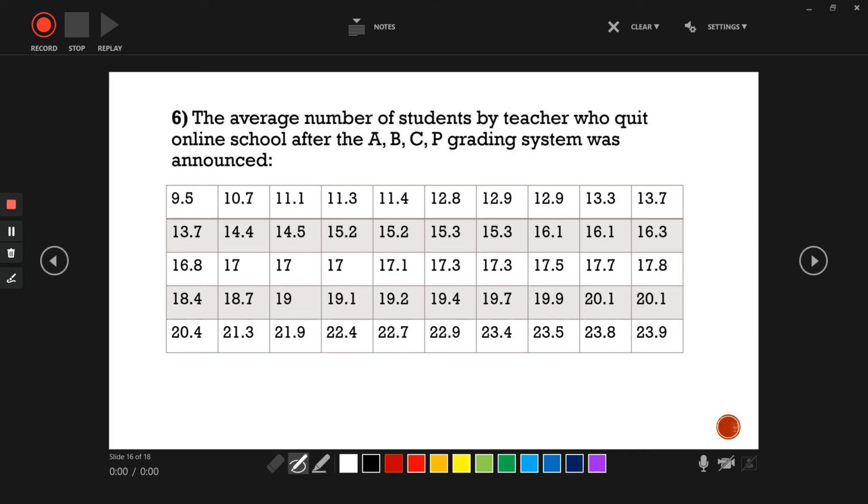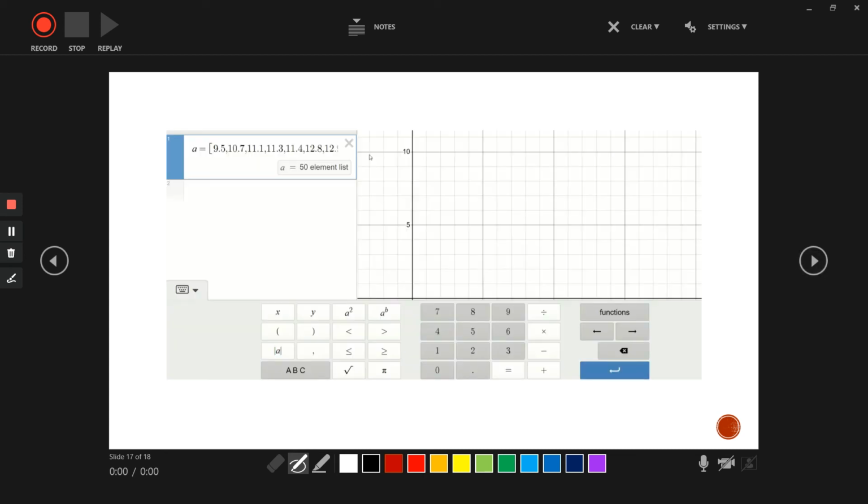All right. So here we have the average number of students by teacher who quit online school after the ABCP grading system was announced. So sad, you guys. All right, so I've already typed this in because it was so many elements. There's 50 numbers to type in, so I just typed it in ahead rather than making you sit here and watch me do this.